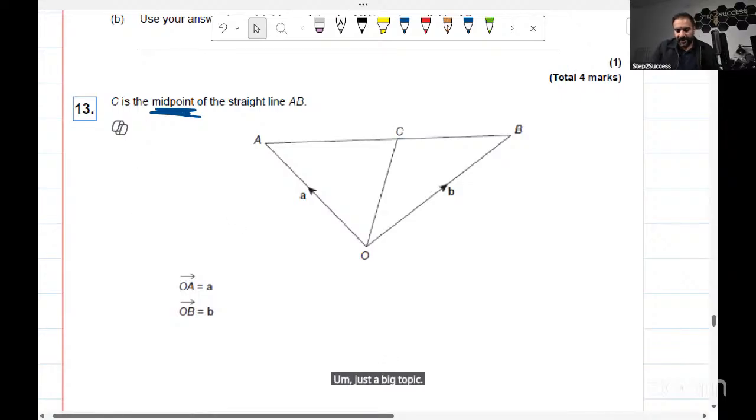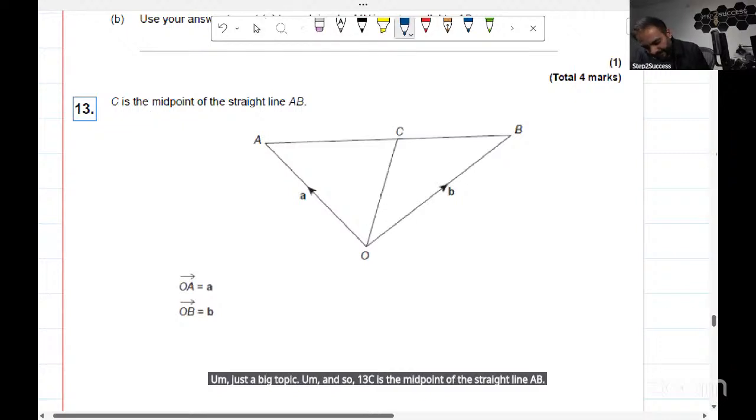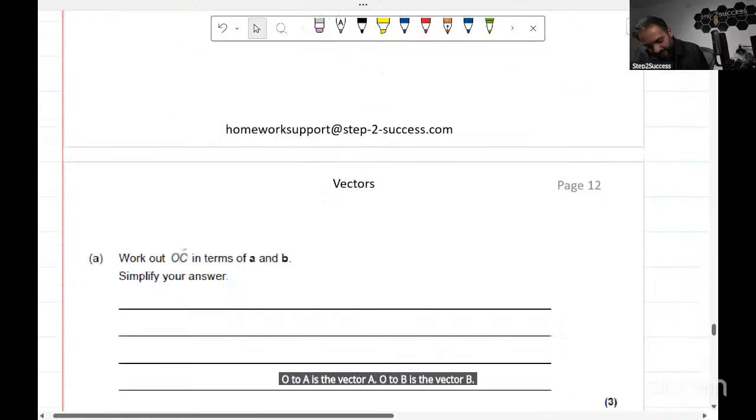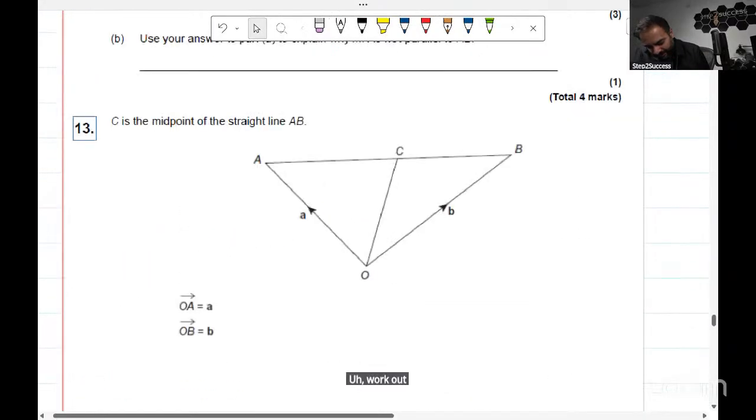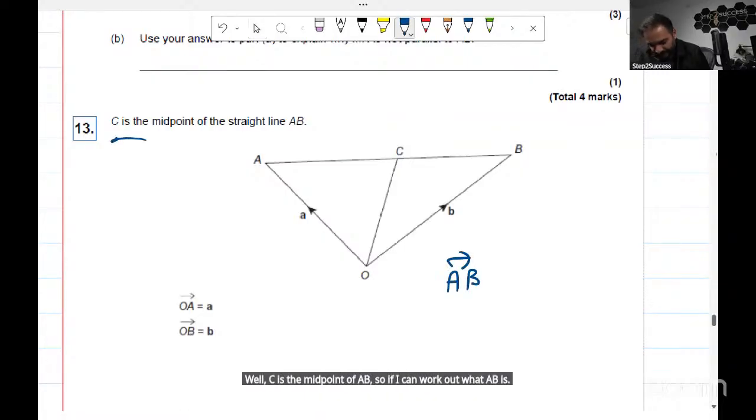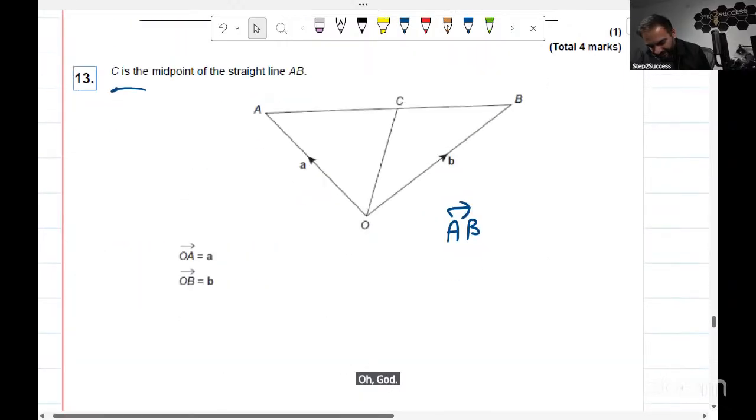And so 13C is the midpoint of the straight line AB. O to A is the vector A. O to B is the vector B. Work out O to C in terms of A and B. Well, C is the midpoint of AB. So if I could work out what AB is, what do I want? O to C. Right.